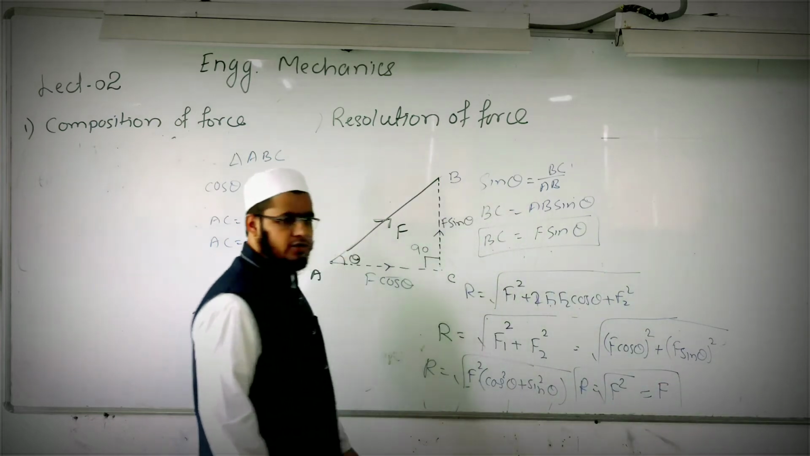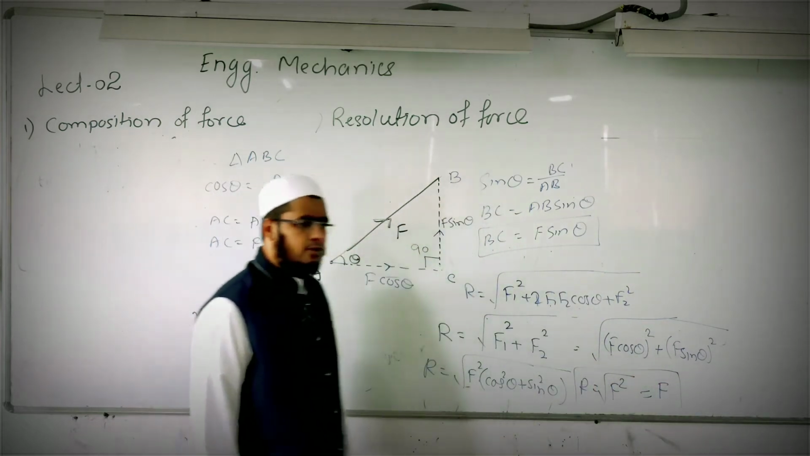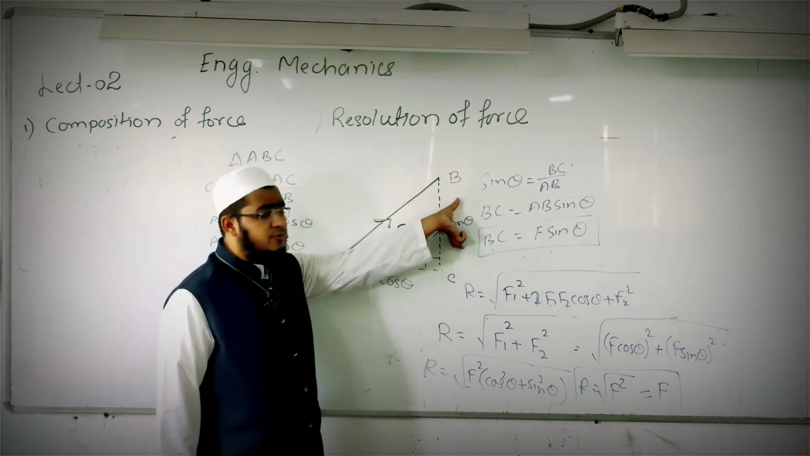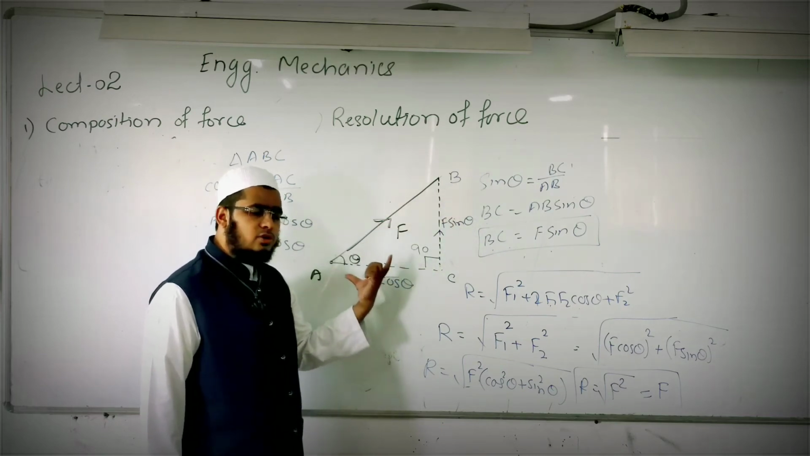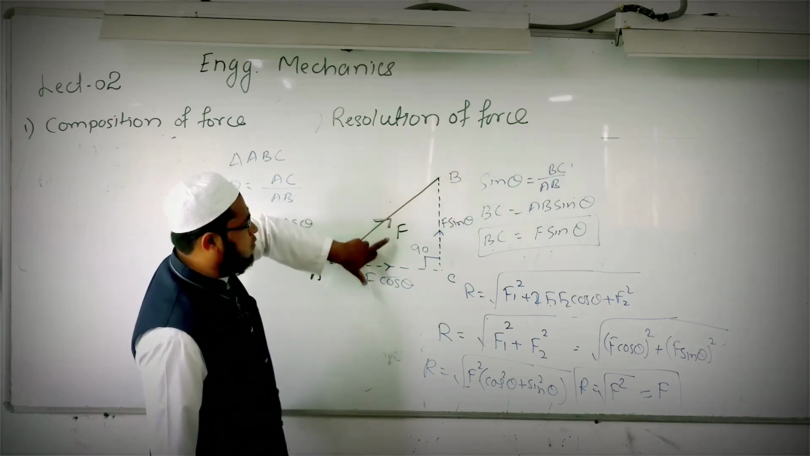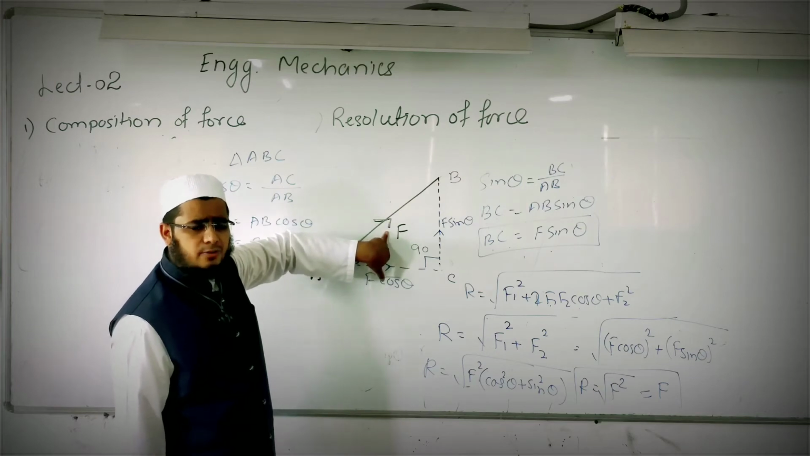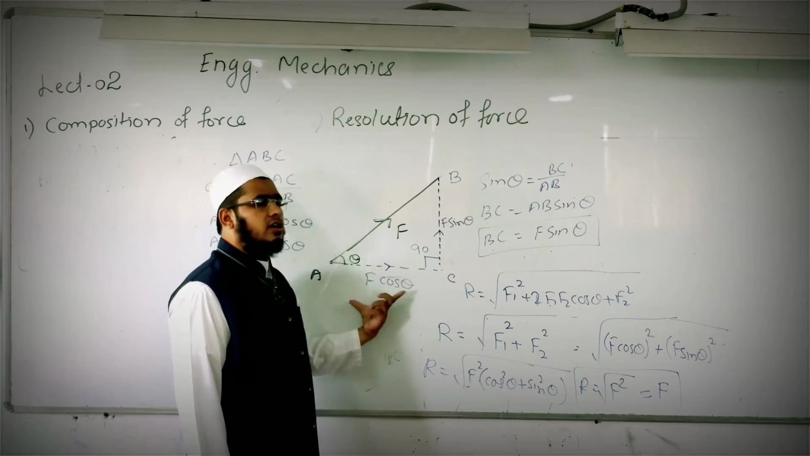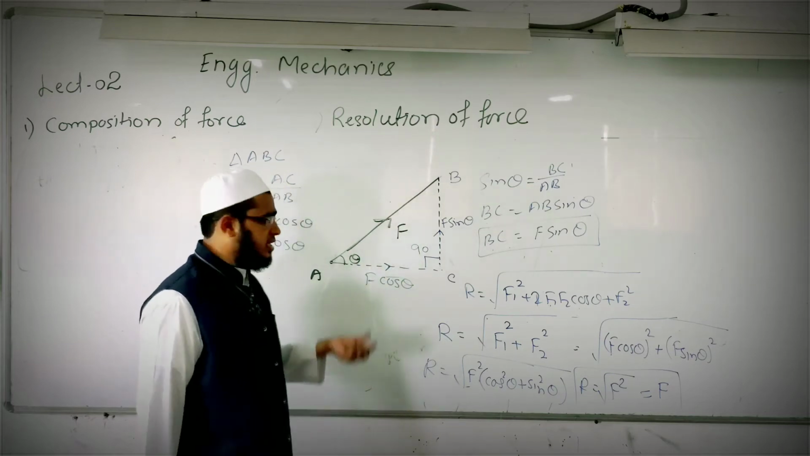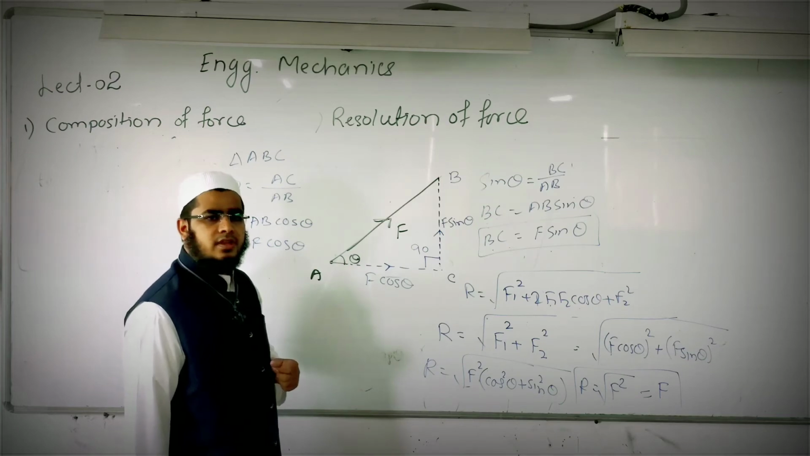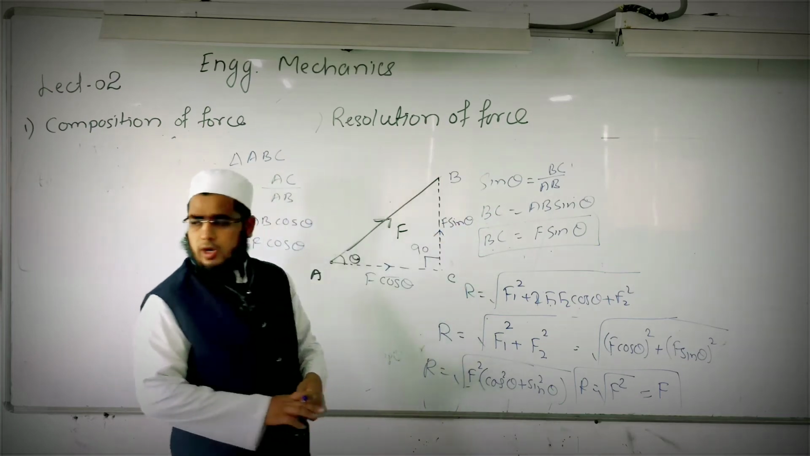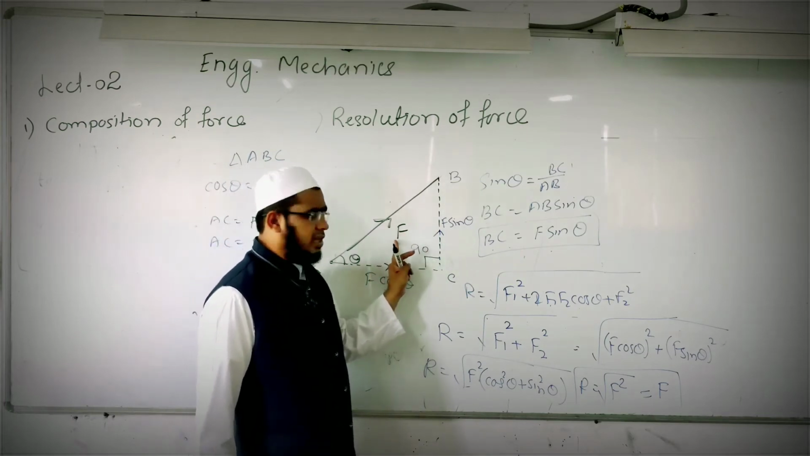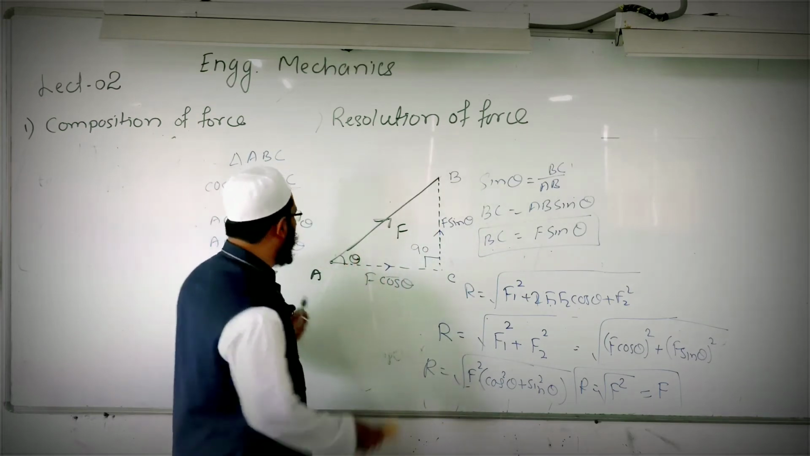This is a very important point. It means the resultant is F. What does it mean? The forces F cos theta and F sin theta combined produce the same effect as the force F. It means F cos theta is the horizontal component of the force F, which is inclined at an angle of theta, and F sin theta is the vertical component of force F which is inclined at an angle of theta.